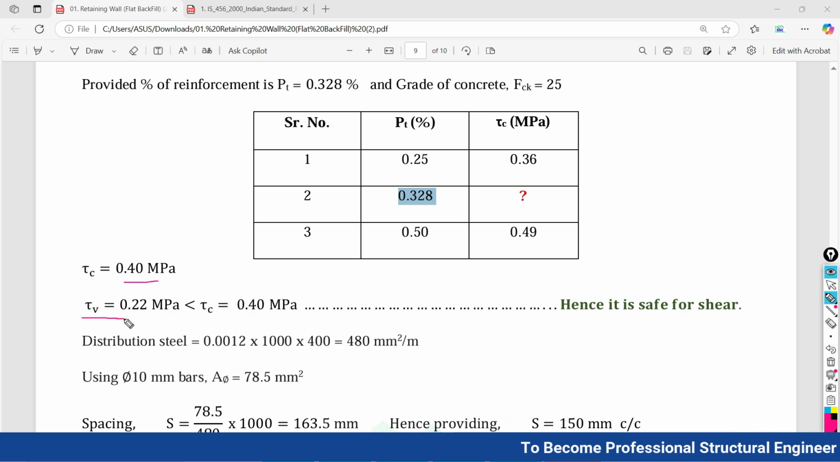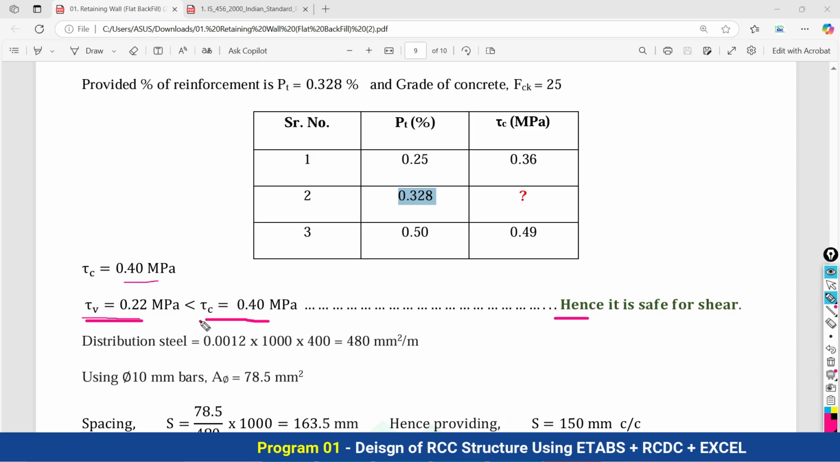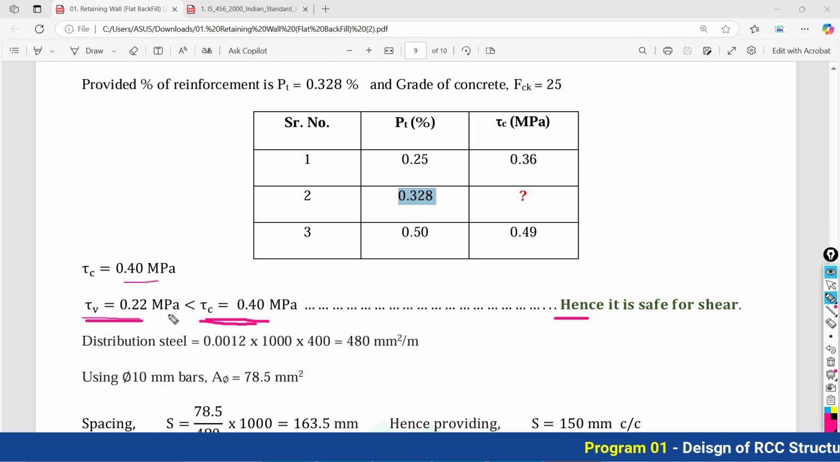Now the nominal shear stress is 0.22, which is less than the critical capacity 0.4. Hence, it is safe for the shear. Whatever shear stress is developed at that section is less than the capacity: the capacity is more and the stress is less. So now you are safe for the shear.